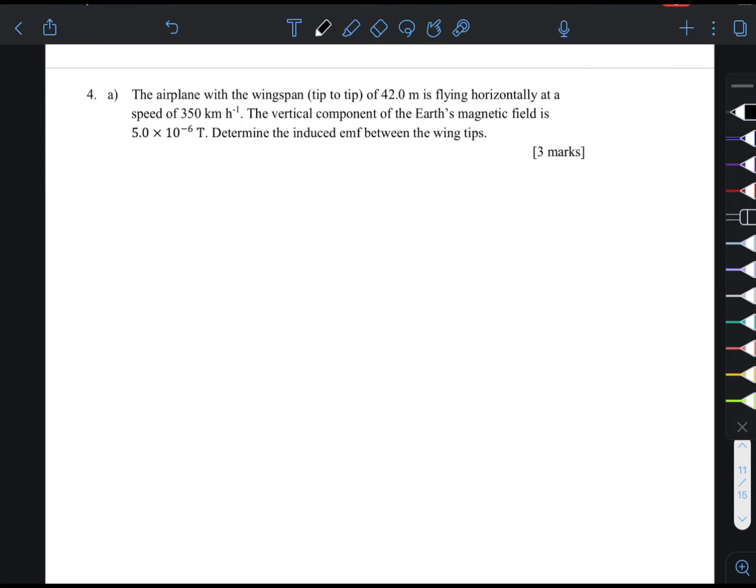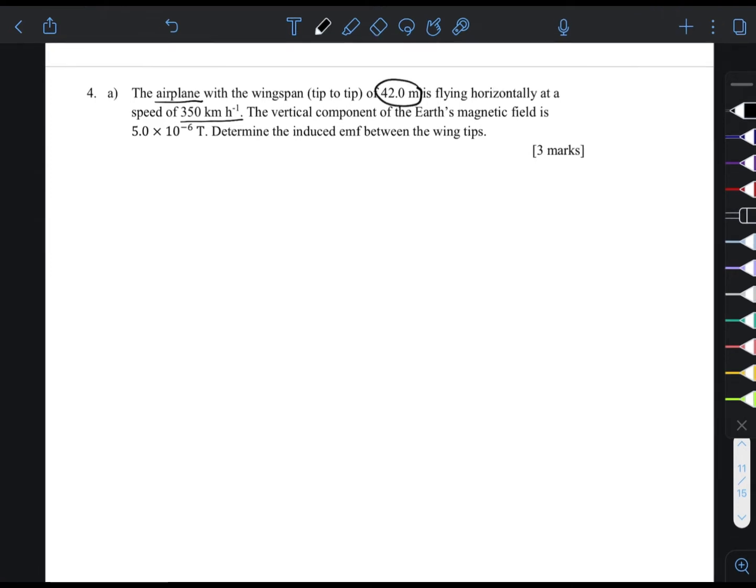So what we have here is the airplane with a wingspan tip to tip of 42 meter is flying horizontally at the speed of 350 km per hour. So basically what we have is the airplane, and the wing of the airplane from the tip to tip has a length of 42 meter and is flying horizontally.